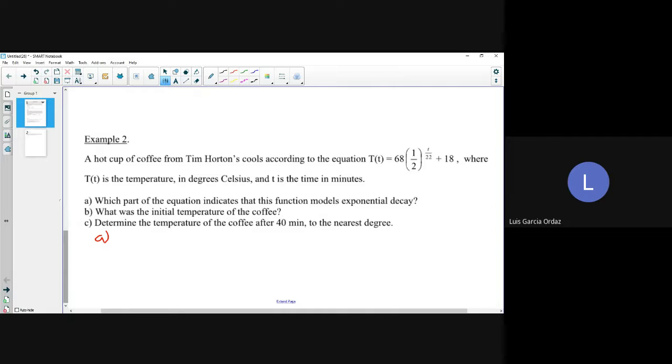If we look at the equation, which part of the equation indicates that the function models exponential decay? What do you notice about the bracket? Is it more than 1 or less than 1? Less than 1. Okay. The bracket is less than 1. In this case, it is 0.5.